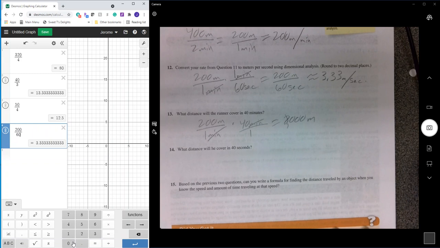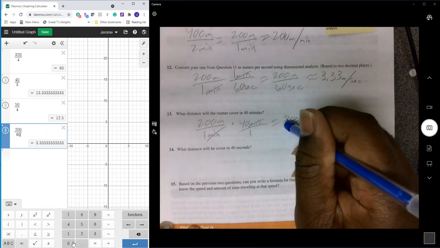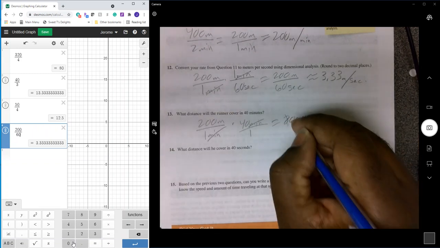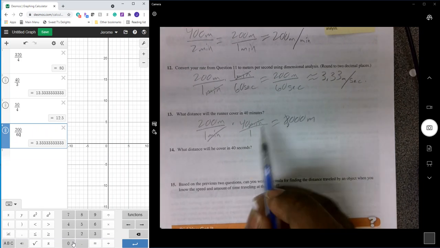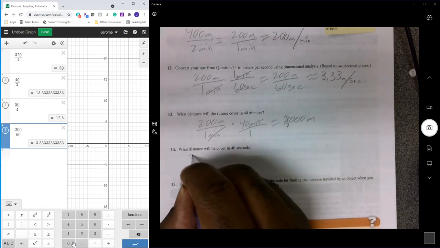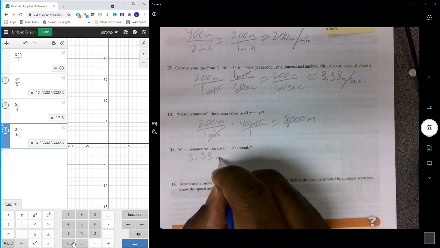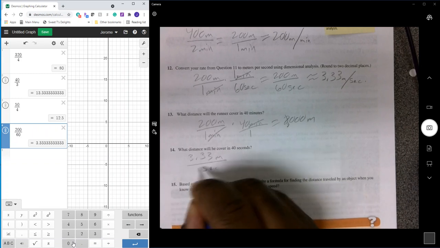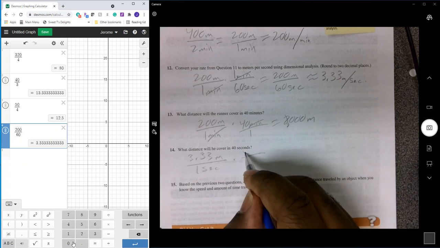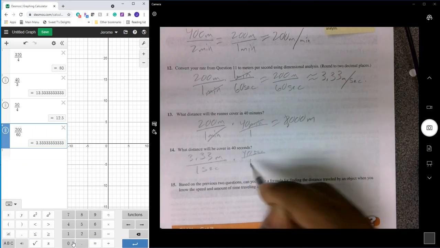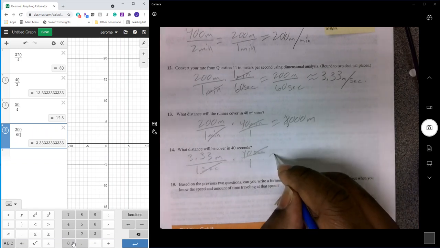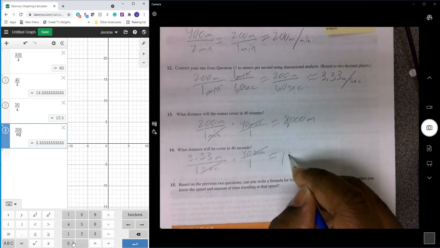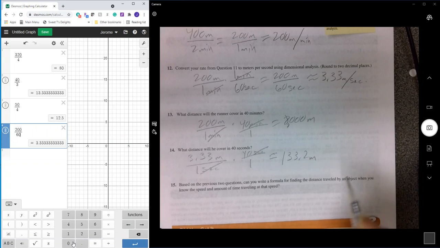Now, number 14, it says what distance will he cover in 40 seconds? So we would take here what we had for the seconds, 3.33 meters per second. So we will have our 40 seconds over 1. The seconds will simplify out, and this would give us 133.2 meters.